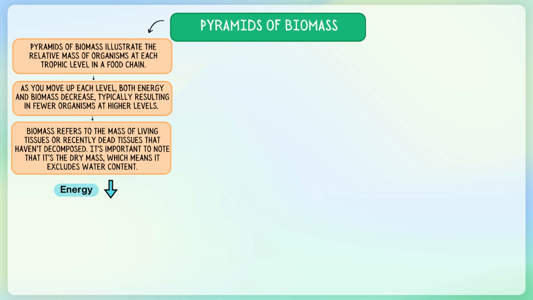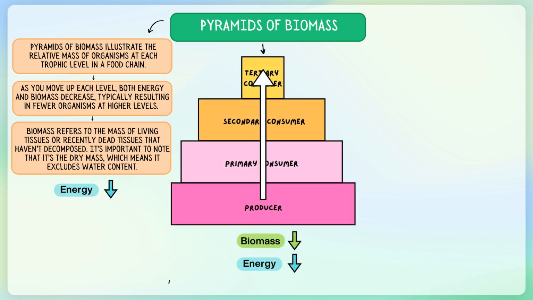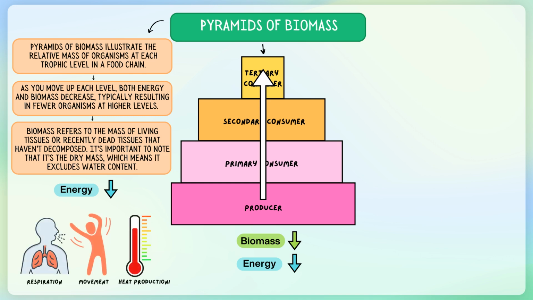We discussed the importance of these pyramids in understanding energy flow and the efficiency of energy transfer between trophic levels. Producers, usually plants, form the base of the pyramid, providing energy and biomass to herbivores, which in turn support carnivores and eventually top predators. Biomass decreases as you go up trophic levels because energy is lost through metabolic processes such as respiration, movement, and heat production.